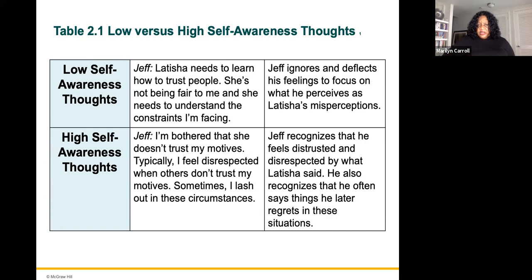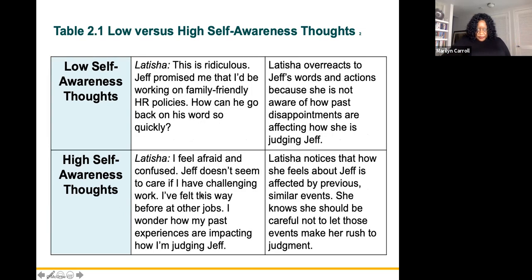Typically, I feel disrespected when others don't trust my motives. Sometimes I lash out in these circumstances. Then Jeff recognizes that he feels distrusted and disrespected by Letitia, what Letitia said. And he also recognizes that he often says things he later regrets in these situations. So Jeff is aware of what's going on with him and his emotions.